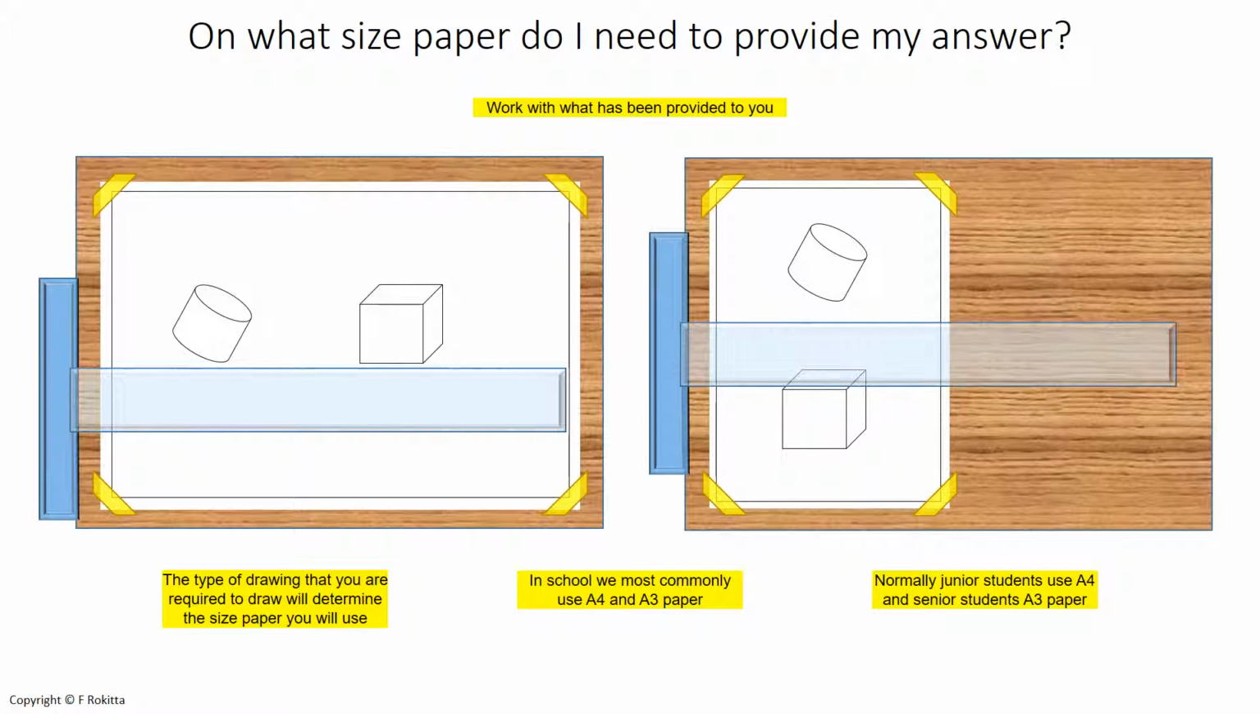On what size paper do I need to provide my answer? Work with what has been provided to you. In the senior phases, we mostly make use of an A3 size paper. And for junior phases, we mostly make use of an A4 size paper, although this is not a fixed rule. The type of drawing that you are required to draw will determine the size of the paper that you use. In school, we mostly make use of A4 and A3 paper.